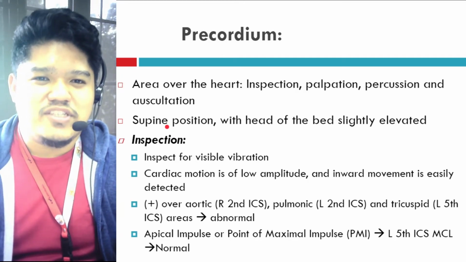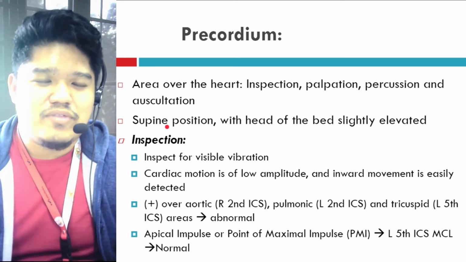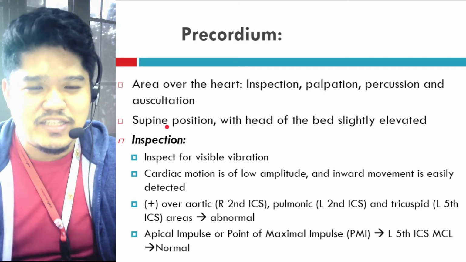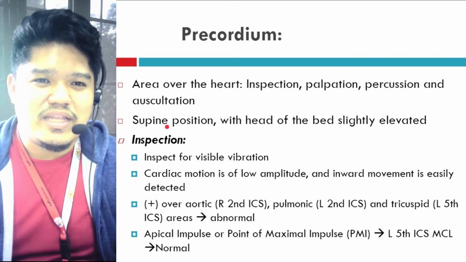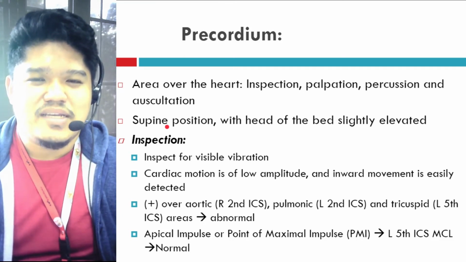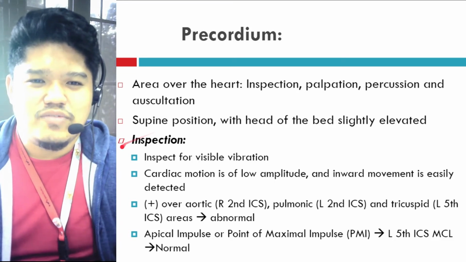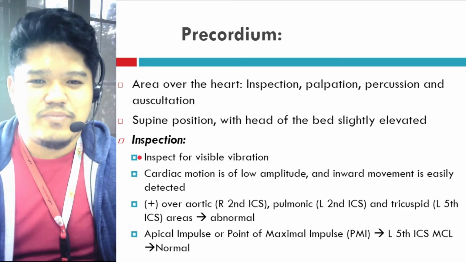Upon inspection of the chest, we take note of the patient's precordium. Okay, when we say precordium, it is the chest of the patient. In this assessment, we utilize inspection, palpation, percussion, and auscultation. The client's position should be supine with the head of the bed slightly elevated. During inspection, we check for any presence of visible vibration. Any cardiac motion of low amplitude and inward movement is easily detected.